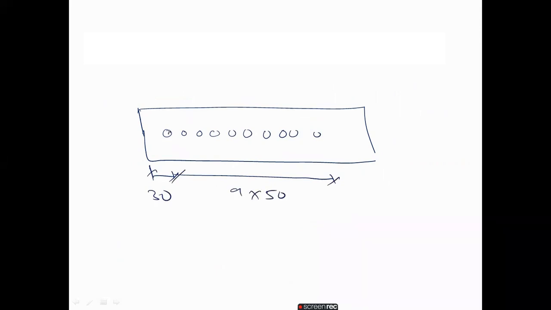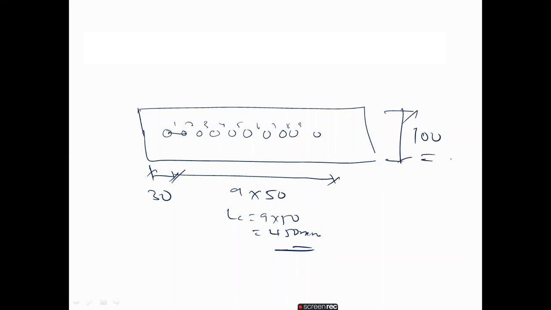The distance from the center of one bolt to another bolt is the pitch. How many pitches? 1, 2, 3, 4, 5, 6, 7, 8, 9. So there are a total of 9 pitches here. That is nothing but LC equal to 9 into 50, so we got 450 mm. The width of this one is 100.